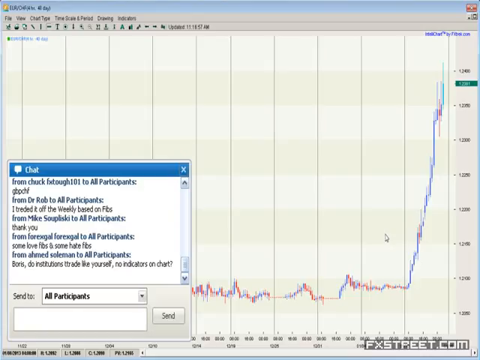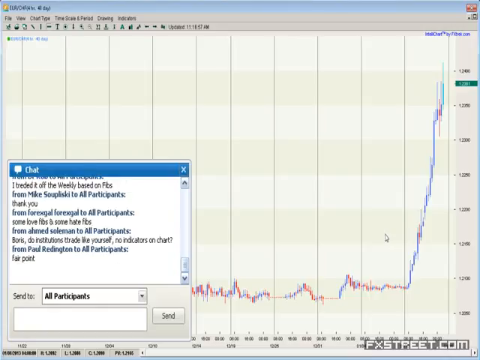Somebody's asking me, do institutions trade like myself with no indicators on the chart? Yeah. I mean, most hedge funds are interested in levels. They're interested in levels. They're not interested in indicators. I mean, there are lots of technically oriented CTAs, don't get me wrong, but I think most bank prop shops and a large amount of large hedge funds that are macro-based hedge funds are trading levels.